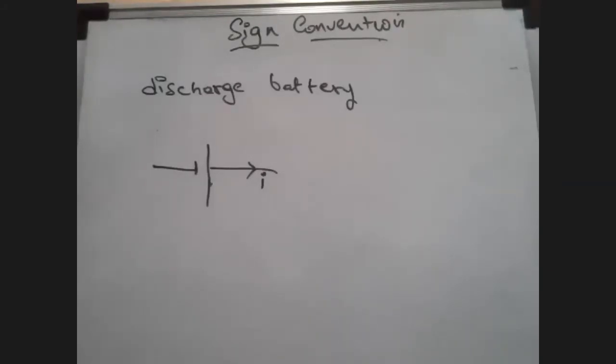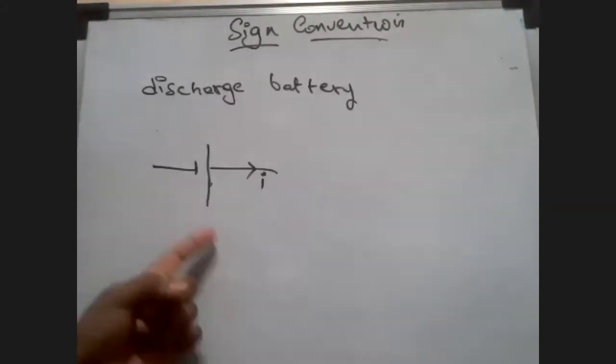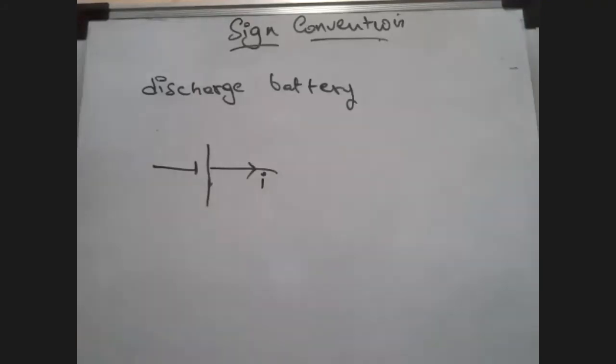So remember, suppose in a question they don't give you the diagram of the circuit, and they tell you the direction of the current is due to the discharge of a battery. Be ready to understand that when you talk about a discharging battery, the current through it is going out of it.